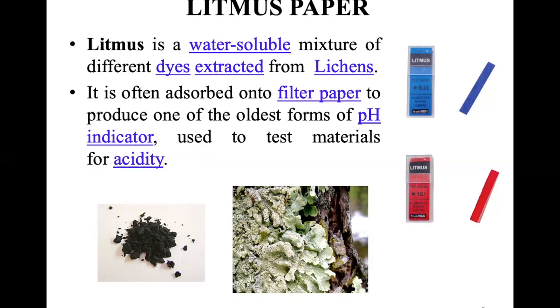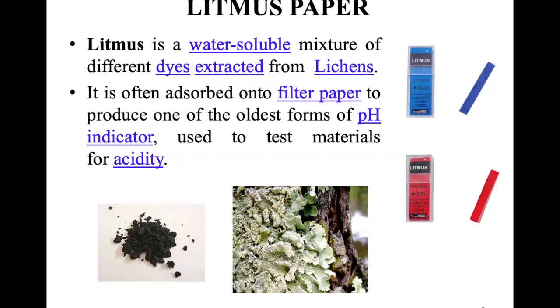So when a filter paper is dipped in the solution of litmus, it will turn blue. And that is how we get blue litmus paper. So commonly we are going to get only blue litmus paper. So how to get a red litmus paper? Dip the blue litmus paper in an acid. What will happen? We'll get a red litmus paper. And that is how we have got the blue litmus paper and the red litmus paper.